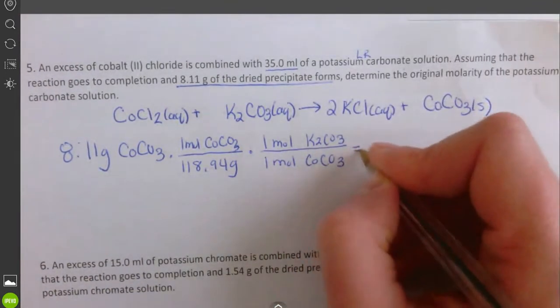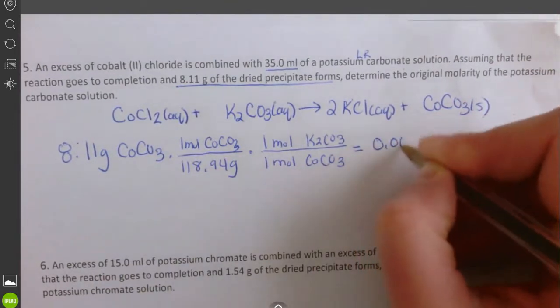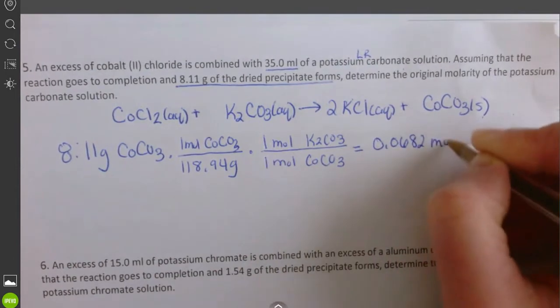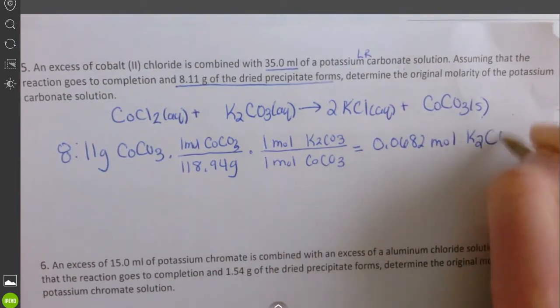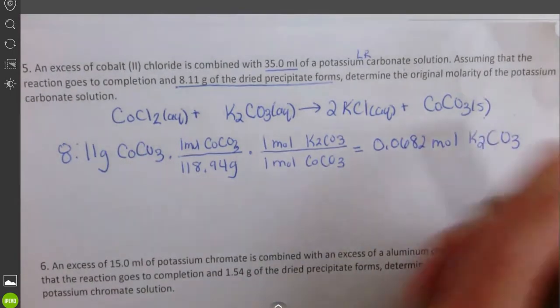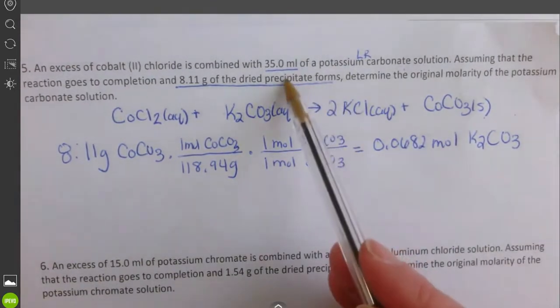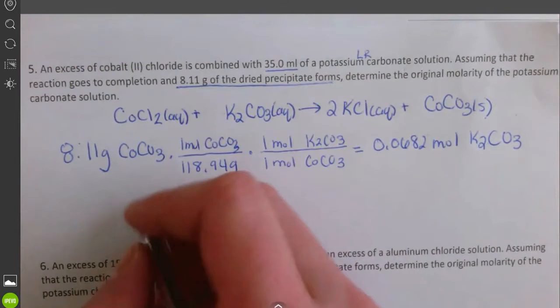Okay, once you plug that in, you're going to get how many moles of potassium carbonate were present, on my K2CO3. Okay, so that is the amount of moles of that potassium carbonate. That was my limiting, so I know that this was the total amount of moles that were present. From there, I have my moles and I have my volume, so I can quickly figure out the molarity.